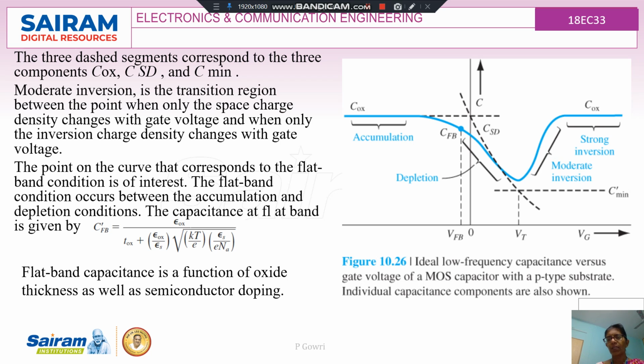So here we can see that, due to the change in the voltage, the capacitance will first be flat for the accumulation region, and then the effective capacitance decreases due to the formation of the depletion region. At moderate inversion it increases again, and at strong inversion COX is the only capacitance available, and hence it remains constant. This is for the p-type semiconductor.